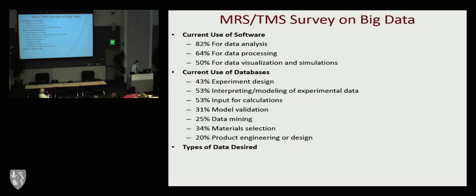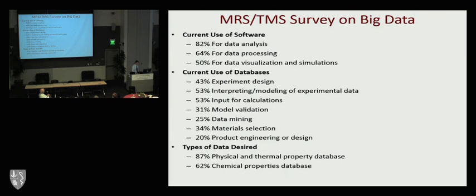So the types of data desired, people want physical and thermal property databases, chemical property databases, and a wide variety of other properties, including mechanical, electronic, and microstructures, et cetera.